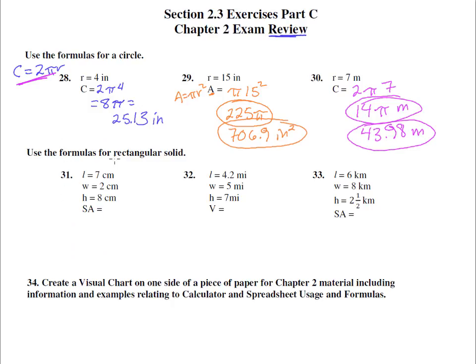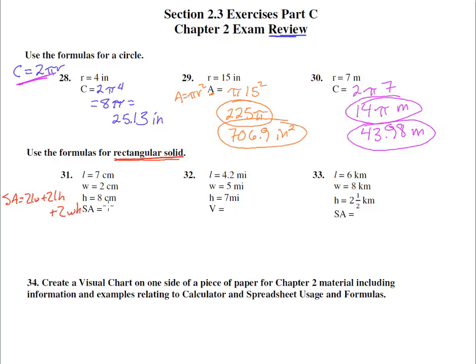Number 31. Use the formulas for a rectangular solid. Okay, so let's use the formulas that we have from the textbook on that. Rectangular solid, SA, the formula is 2 length times width plus 2 length times height plus 2 width times height. That's a pretty long formula, and they may have written those down a little bit differently with this term switched over to here or something like that. But this is the formula.